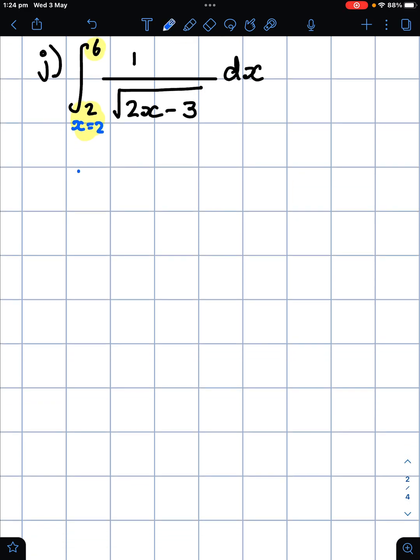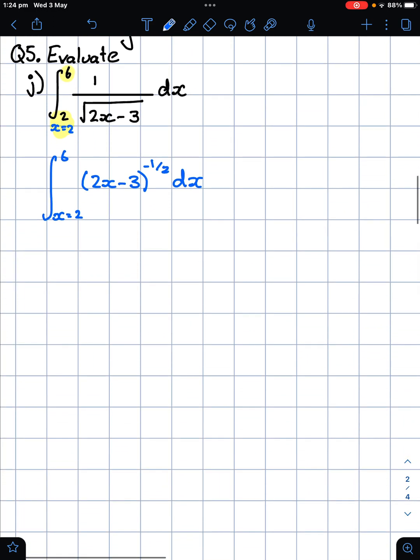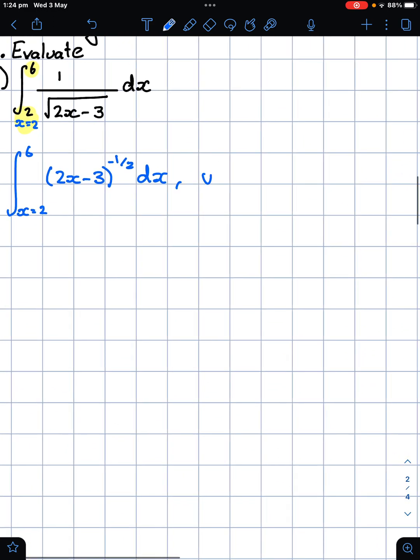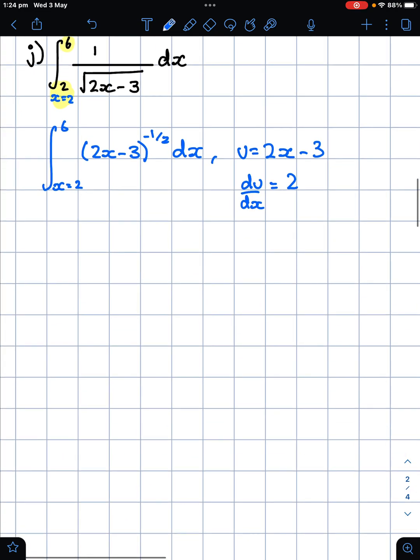So if we do this next, we're going to get x equals 2 to 6, and this is pretty much (2x minus 3) to the negative 1/2. I've just changed the form of this equation, still dx there. We would have u equals 2x minus 3, and then du/dx is the derivative of our u function up here, which is going to equal 2. So I need to get a 2 into this function.